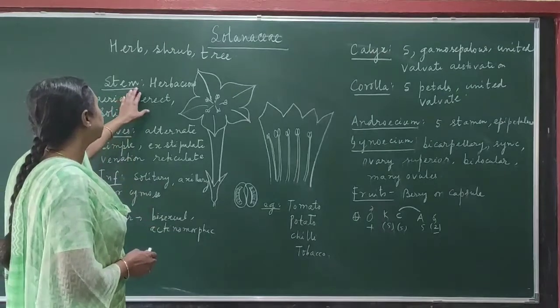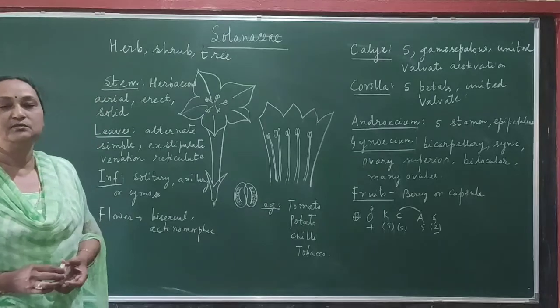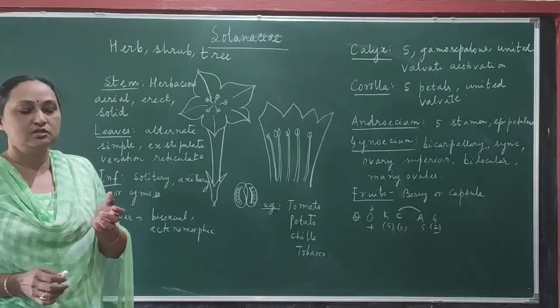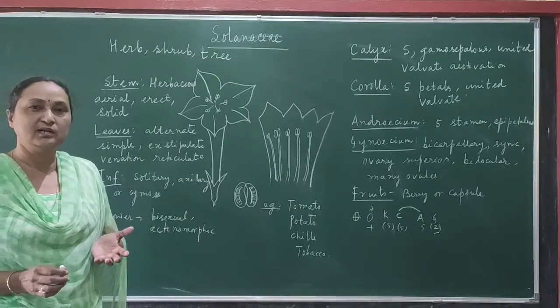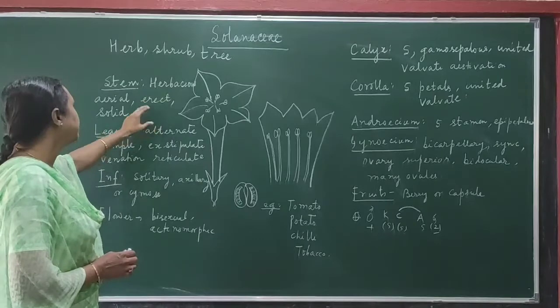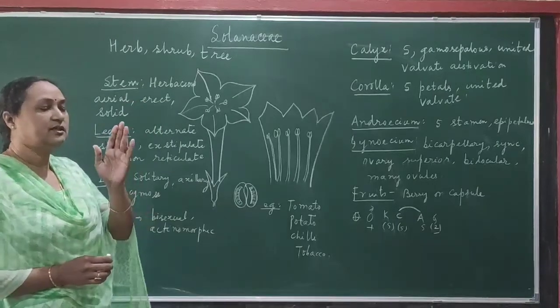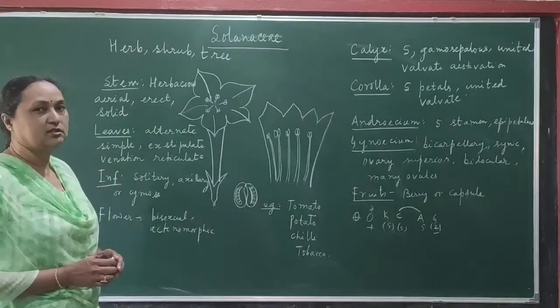Then what are the characters of the stem? Herbaceous. Herbaceous means the stem is soft, because the herb is a small plant, and small plants are soft plants. So here the stem can be herbaceous, soft stem. Aerial means the stem is in the air, straight, erect and solid.